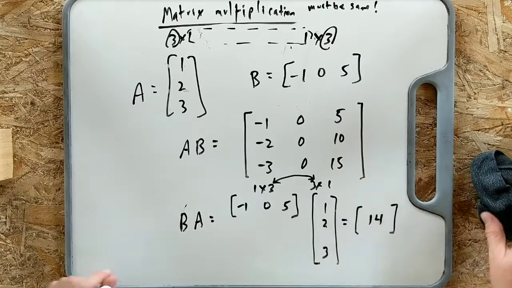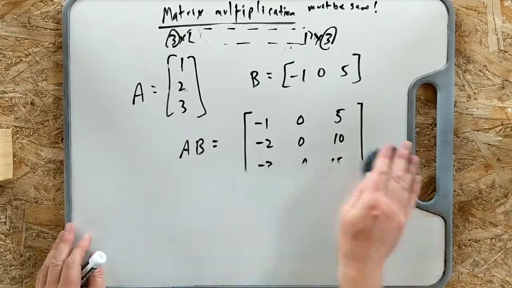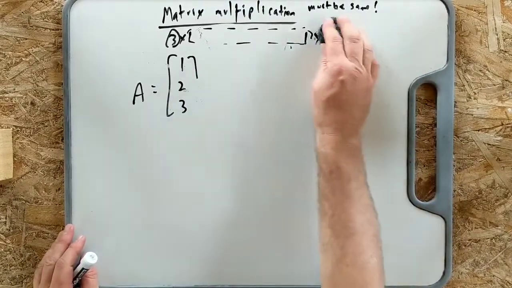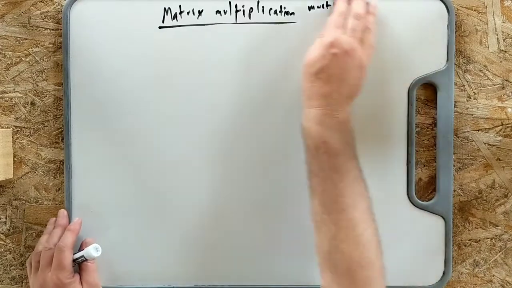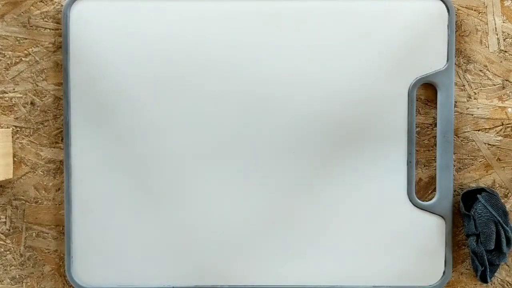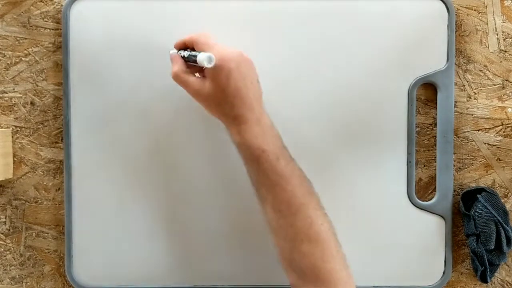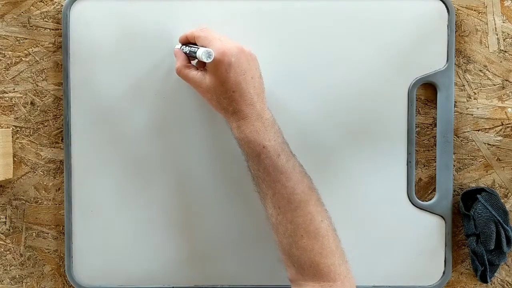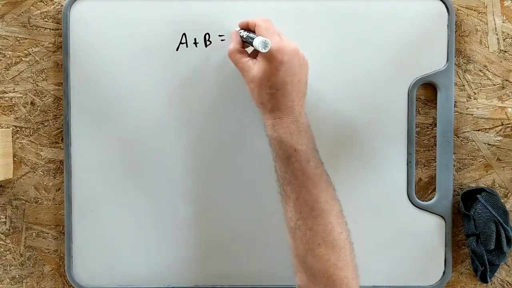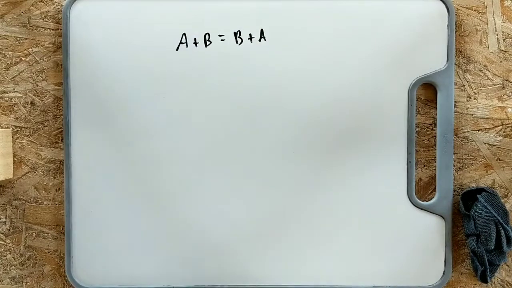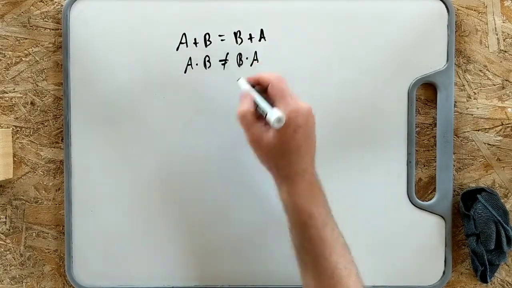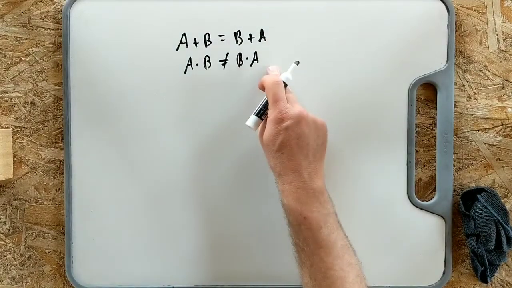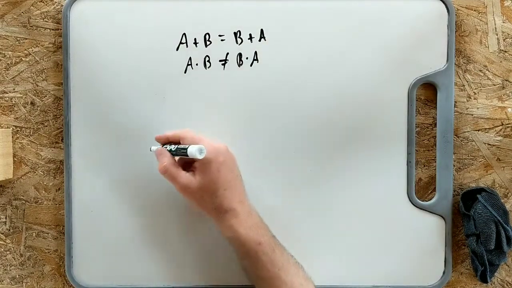There's a series of charts in the notes or in the overhead, the PowerPoint, that you should look through that tell you what properties matrices have. But just as a summary, for addition, A plus B does equal B plus A. In other words, you can reorder addition, but A times B does not equal B times A, which we just demonstrated. That's called the commutative property. There's also several others in here.